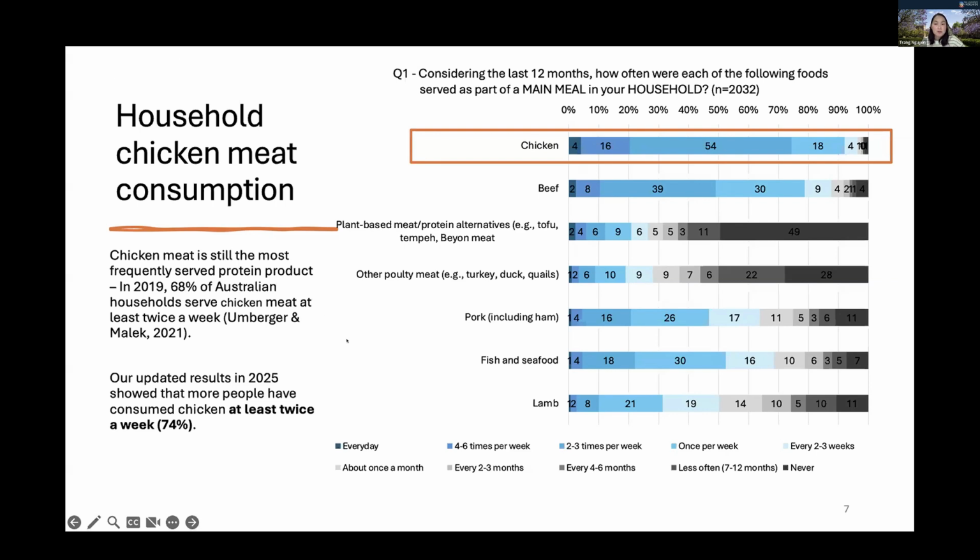Beef is also quite a popular source of protein that people consumed in the last 12 months. Nearly 80% of our respondents consumed it once a week, and nearly 50% of our respondents consumed beef at least twice a week. Pork and fish and seafood are in a similar frequent consumption, as around 50% of our respondents consumed these two sources of protein once per week.